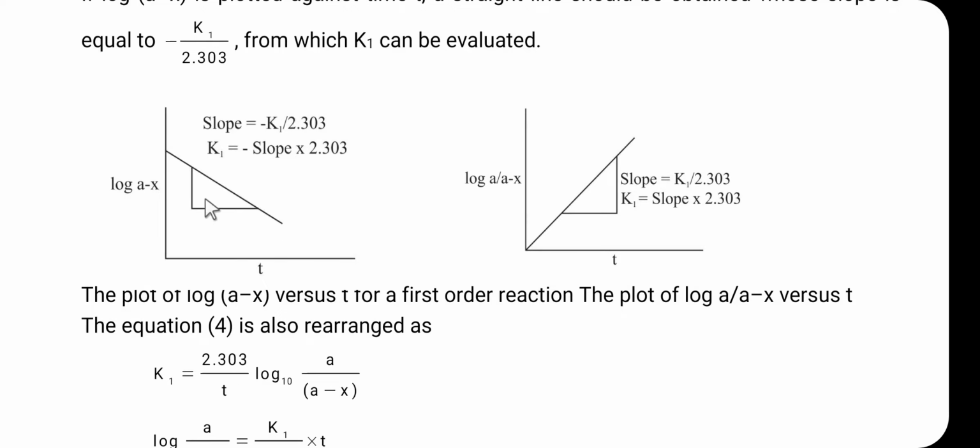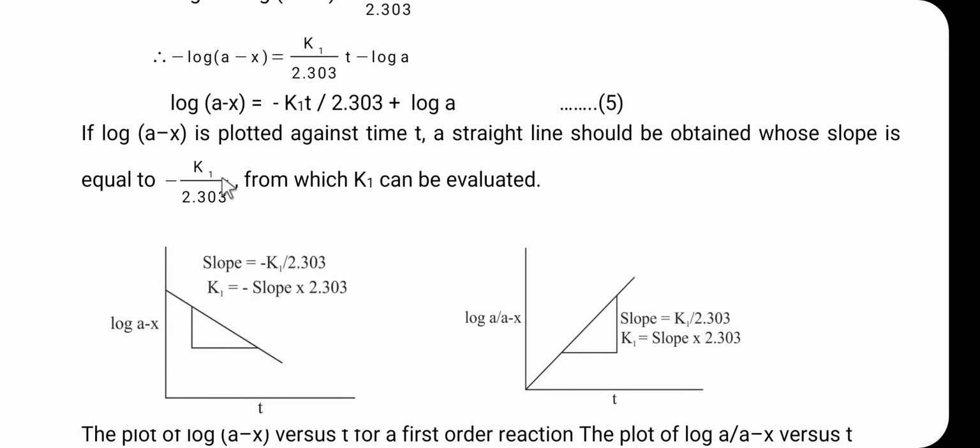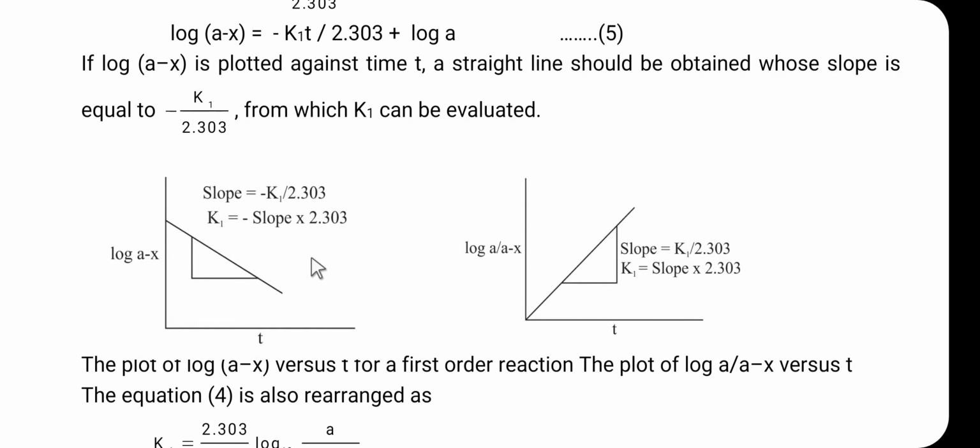Now determine the slope of the line. From this equation, the slope is equal to minus k1 divided by 2.303, because here the value of x is t. If we determine the slope of this line, the slope is negative. Negative into negative becomes positive, and finally the value of k1 is positive. This is the first graphical representation of the first order reaction.